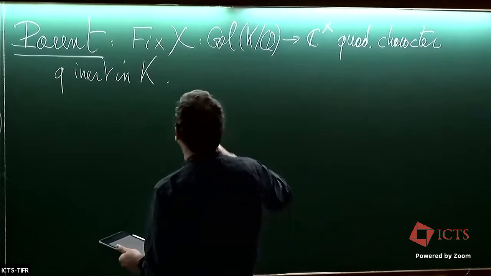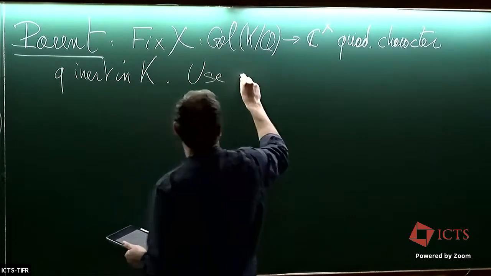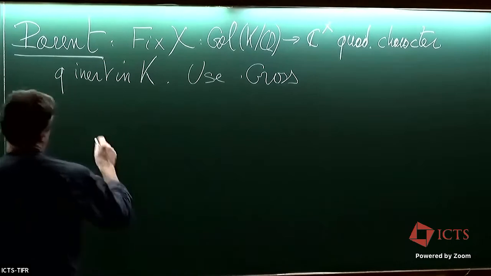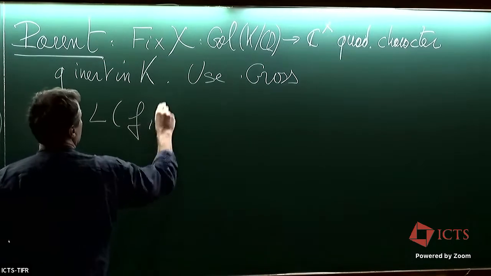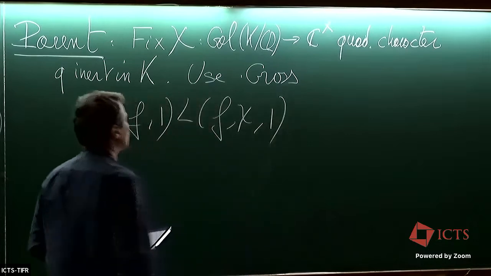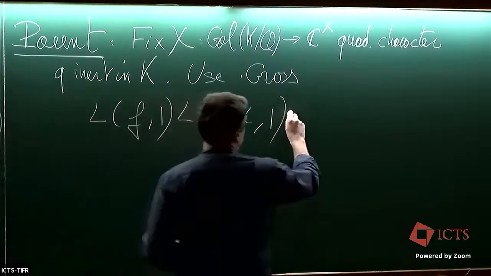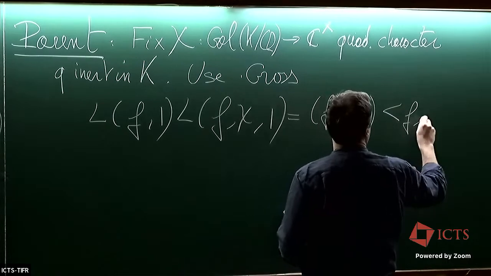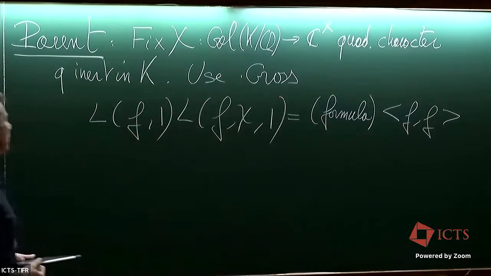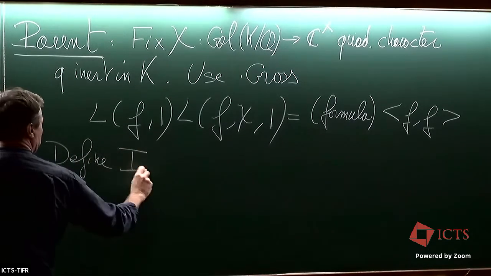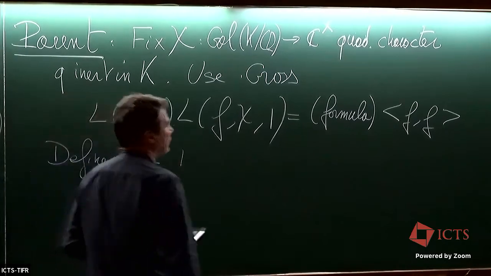And then Parent used the formula of Gross, which can be stated something like this. If you multiply the L function of F at one with the L function of F twisted by chi at one, you get a certain formula, which I'm not going to describe, times the Petersson scalar product of F. Let's call this formula star.